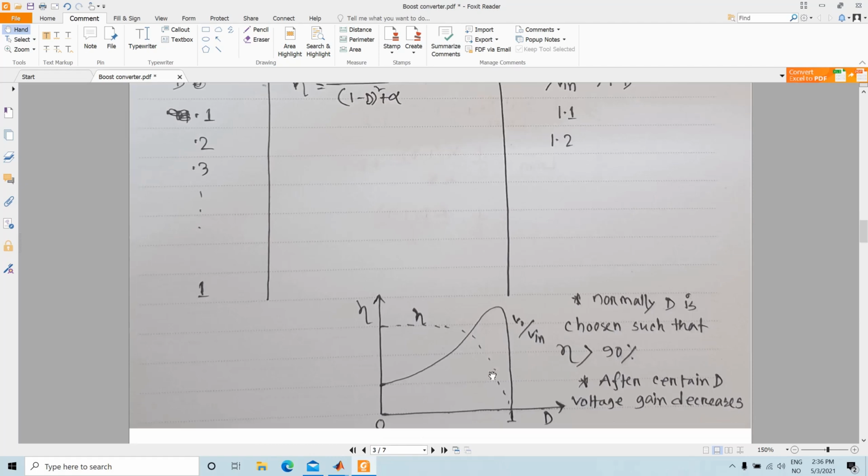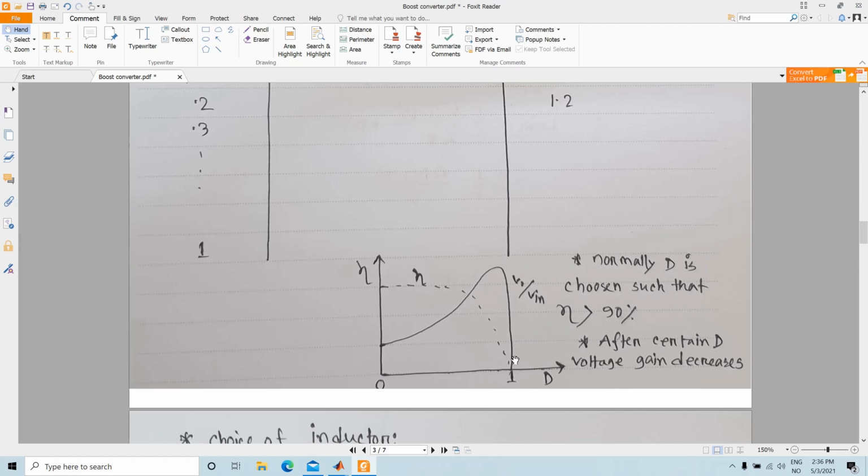So when you design it, your design criteria is that you look for an efficiency which is typically in the range of 90% or more, and you also need to maintain a certain D so that your output divided by input voltage is not compromised.